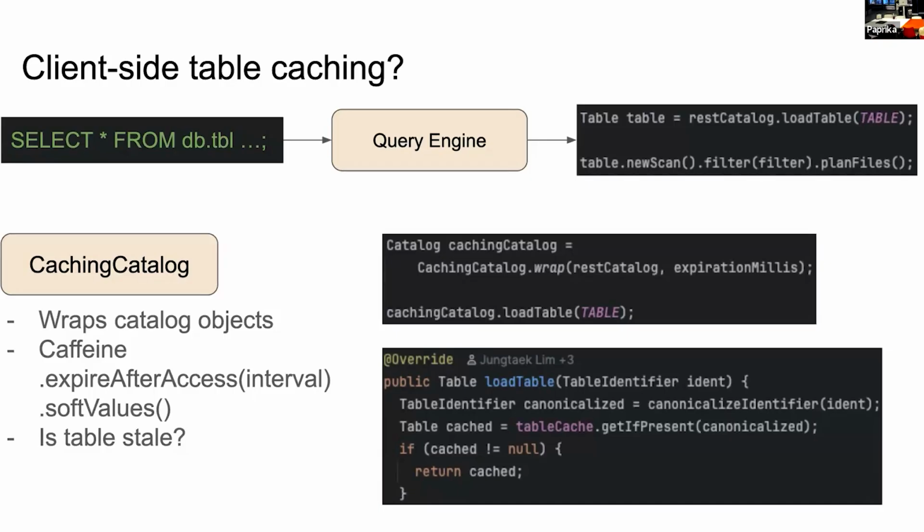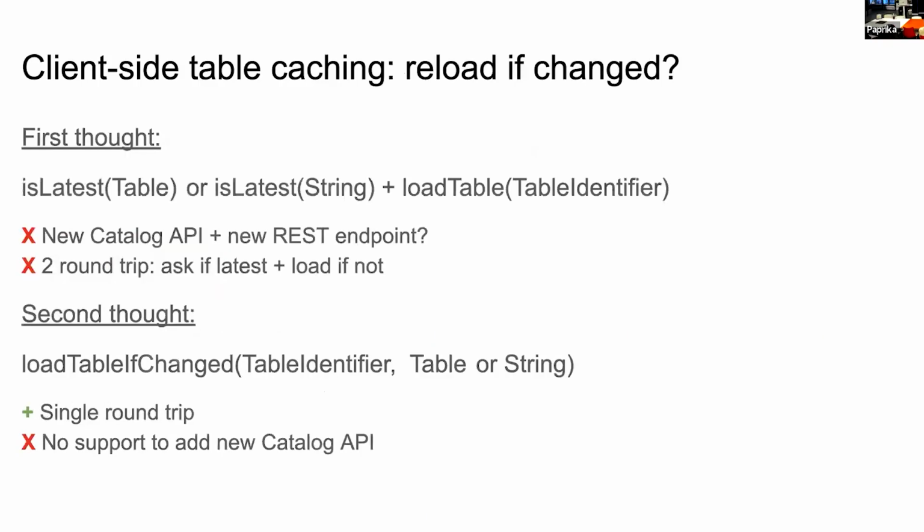So there should be a way to somehow get around this and have a cache that takes freshness also into account. And by this, what I mean is that it only reloads the table if it's changed. So there had been a long conversation about this on the Iceberg mailing list. And the first proposal was, why don't we have something like is latest? Because then in case it returns false, I can just do the regular load table on the client side. But it has two shortcomings or drawbacks. One is that it's two round trips. You have to check the freshness of the table, and then you have to load your table.